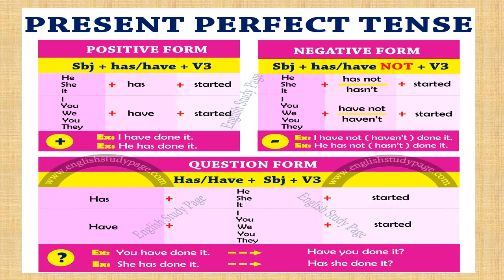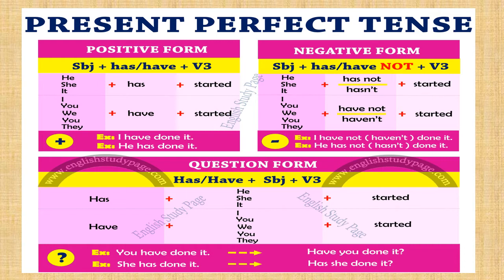Now let's talk about the present perfect tense, okay? The affirmative form of the present perfect is have or has plus past participle. Has comes with he, she, it, or any singular noun. Have comes with I, you, we, they, or any plural noun. So the affirmative sentence in the present perfect should have the verb has or have plus past participle.